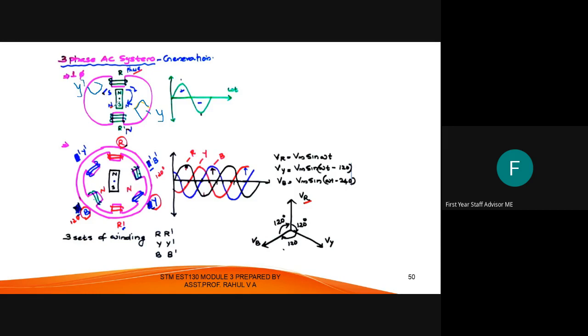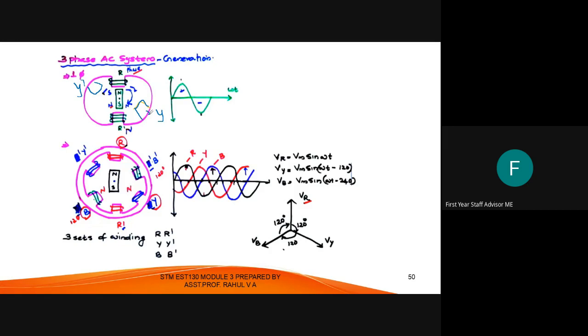So what happens here also? If you look at this diagram, I have placed the Y winding almost 120 degrees away from the R winding. Due to the rotation of this magnet, the EMF or flux linkage with the Y winding also will change, and EMF will be induced in the Y winding.